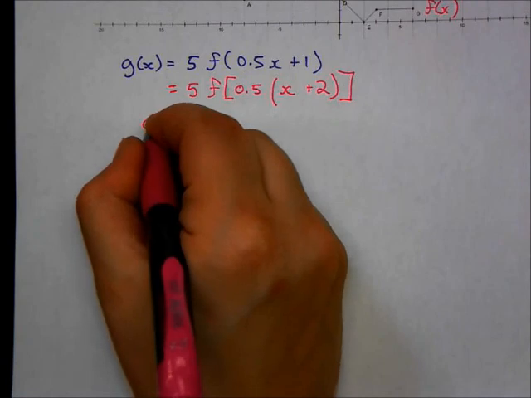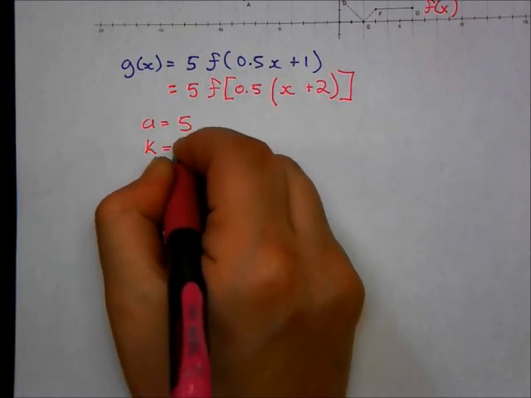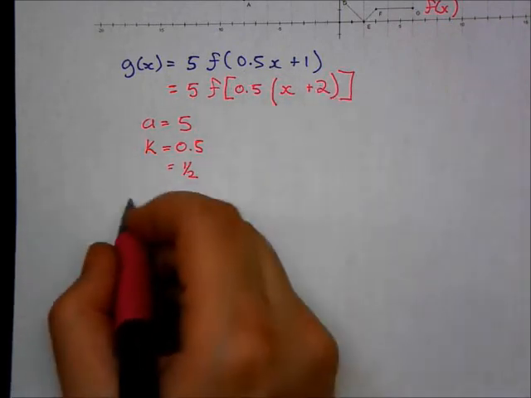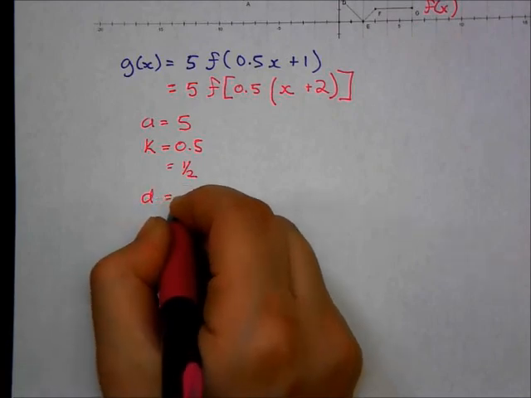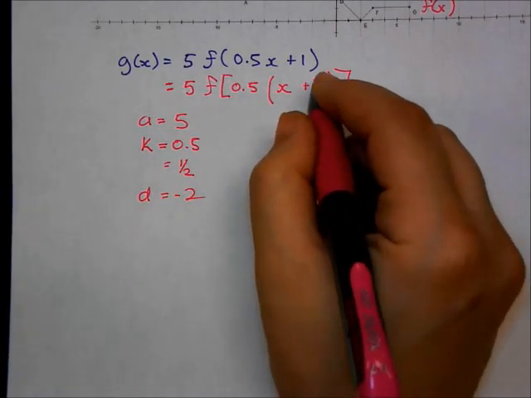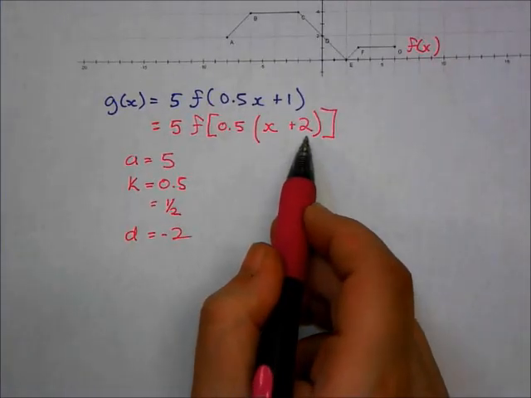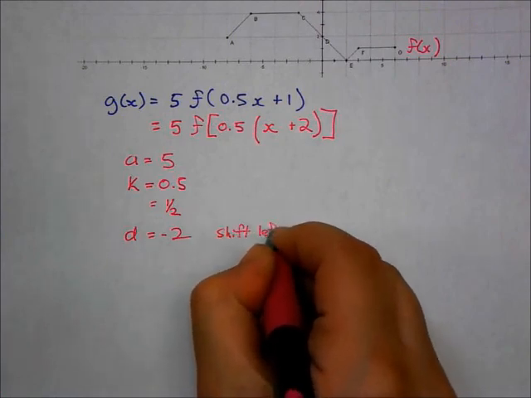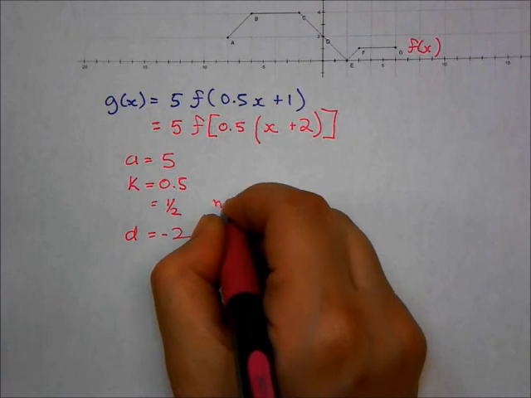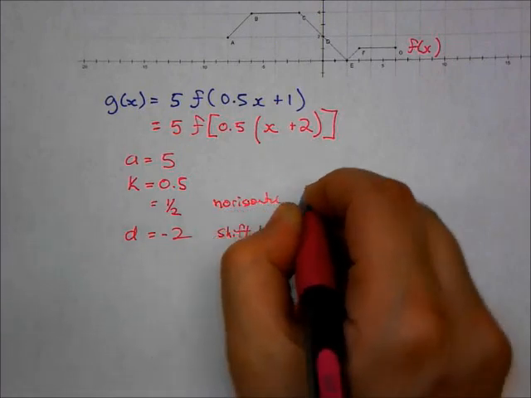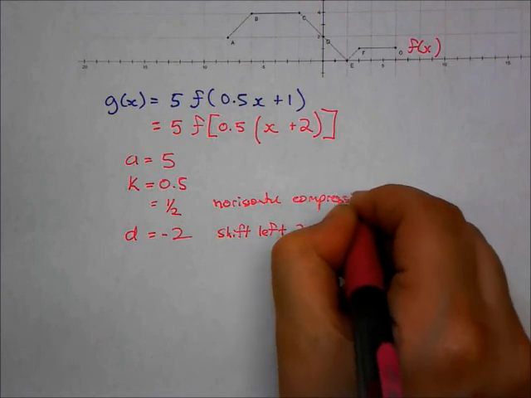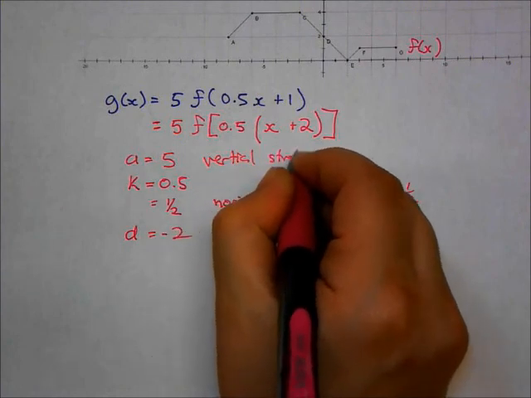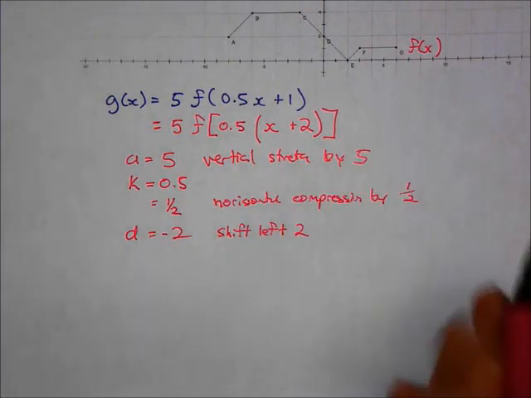Now I know my a equals 5, my k equals 0.5, which if I remember my fractions is a half. And here I have d is negative 2. Remember, d's always go in the opposite direction. If it's positive 2, that's telling me it's a shift to the left 2. This is a horizontal compression by 0.5, and this is a vertical stretch by 5, excuse me.